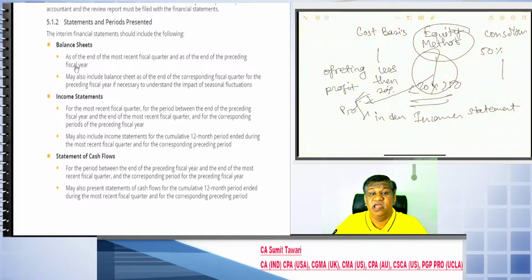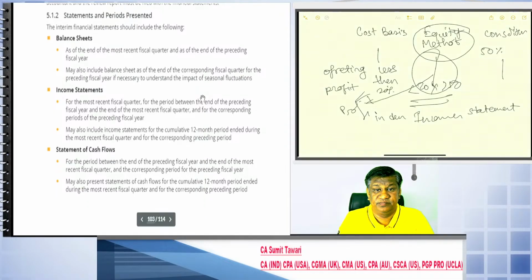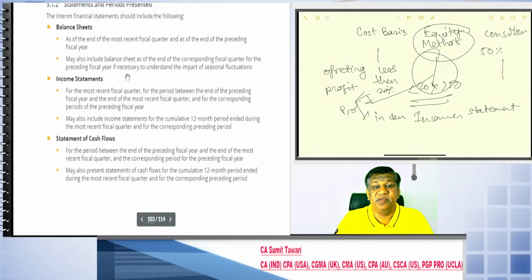Okay, so balance sheet as of the end of the most recent fiscal quarter and as at the end of the preceding fiscal year. May also include balance sheet as at the end of the corresponding quarter of the preceding fiscal year if necessary to understand the impact of seasonal fluctuation. So end of the most recent quarter means year to date, and you can also add the particular quarter. That maybe is not required, but year to date you need to provide.